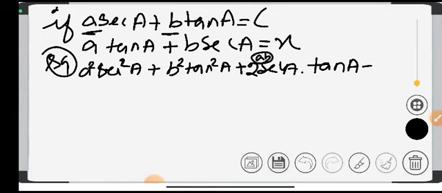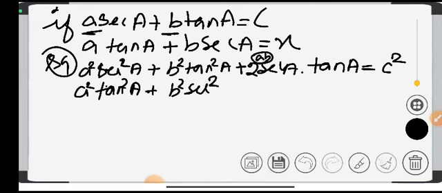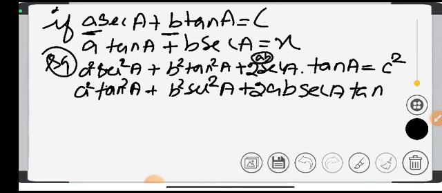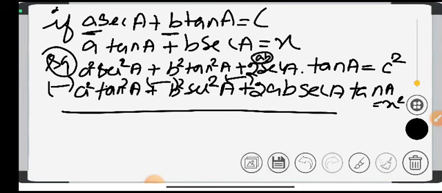Okay, is equal to c square. By squaring the next one, a square is equal to tan square A plus b square sec square A, plus 2ab sec A tan A. Okay, tan A is equal to x square. If I subtract both the equations, the plus and minus 2ab sec A tan A terms will be cancelled.